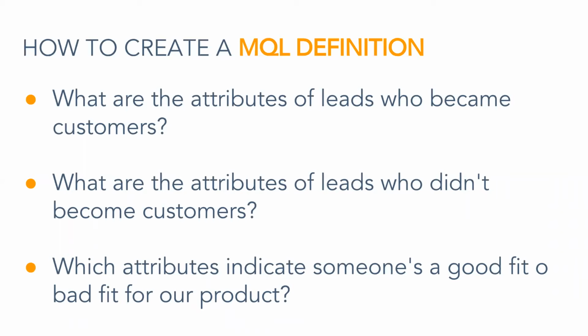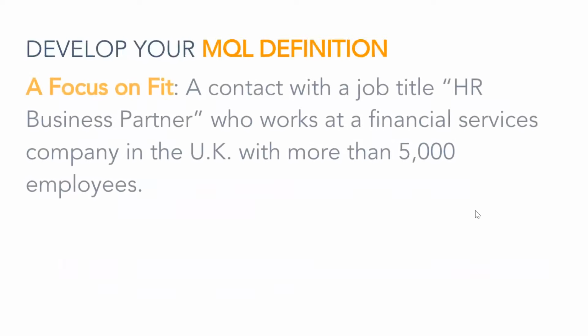Okay, so you need to ask yourself these 3 questions. And then to help develop your MQL definition, you want to base that on a combination of fit and interest that's right for your company. So let's start with fit. If we focused only on fit, it would be a contact, for example, with the job title of HR business partner who works at a financial services company in the UK with more than 5,000 employees. So this is our ideal lead.